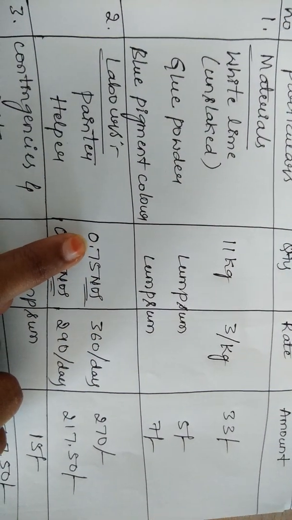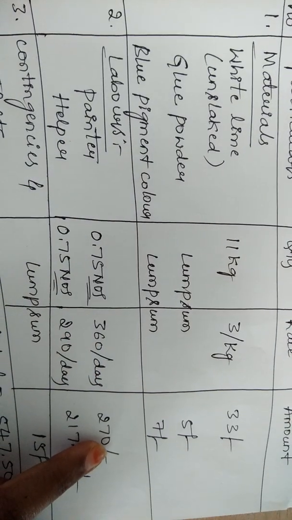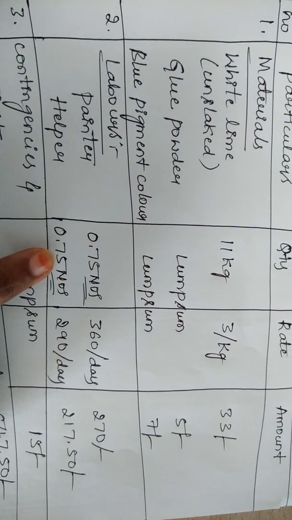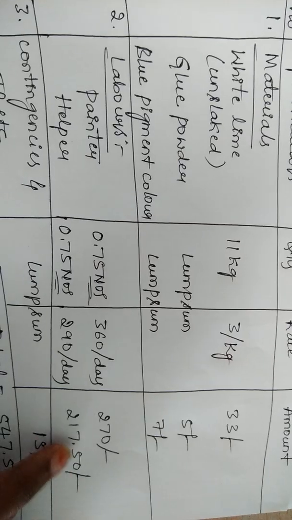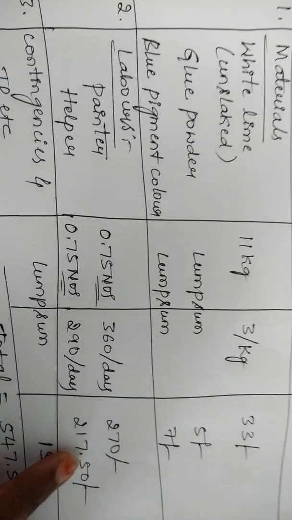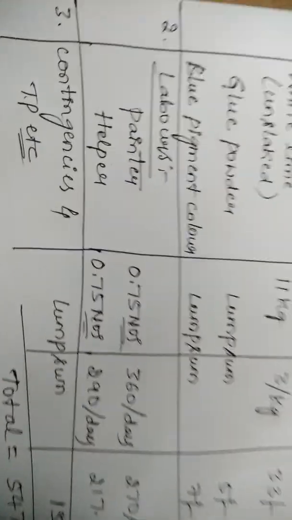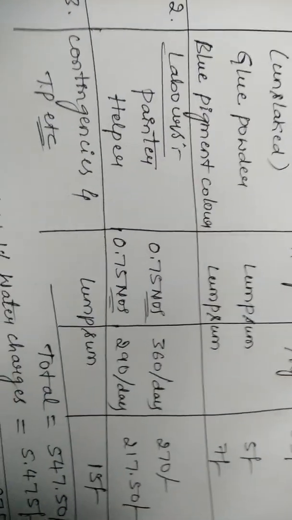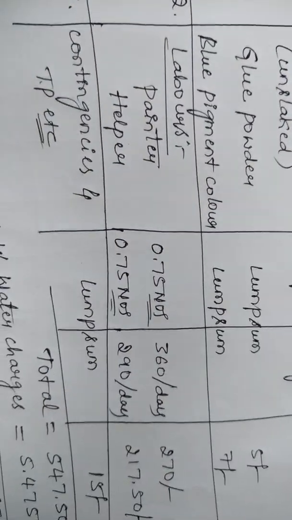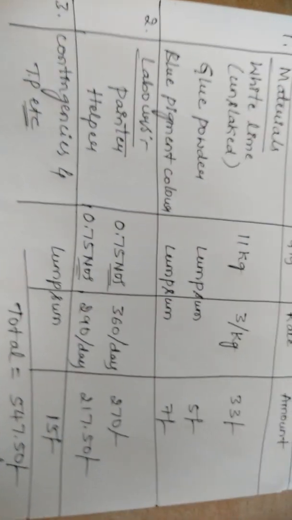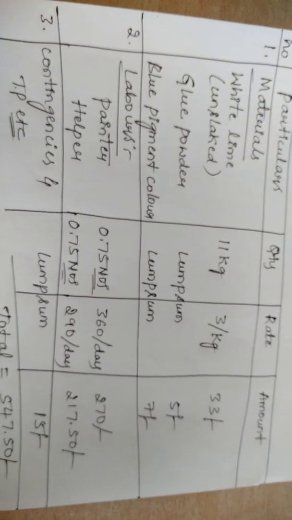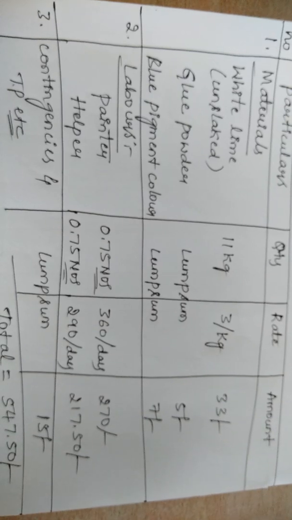On multiplying 0.75 with 360, we will get 270 rupees. On multiplying 0.75 with 290, we will get 217.50 rupees. So that gives you the amount for the labors. Moving to the contingency and the transportation cost, here we are assuming a lump sum amount of 15 rupees. That's all. So that completes the rate analysis part.